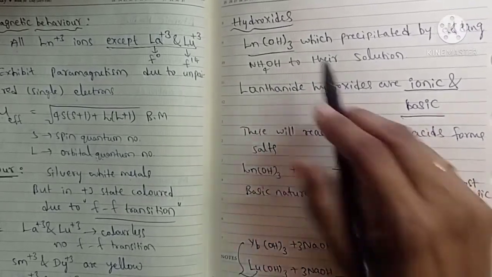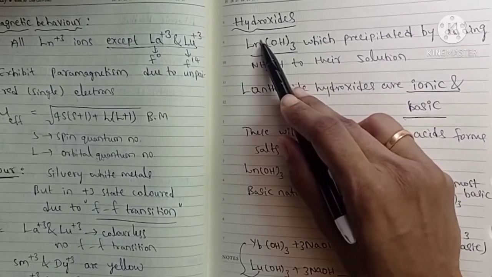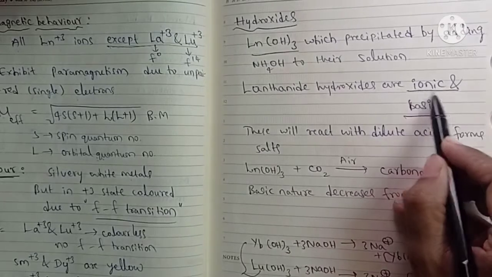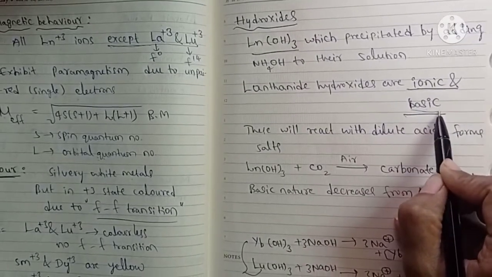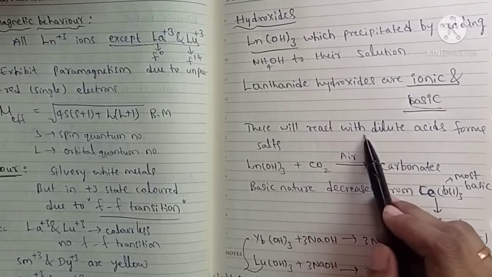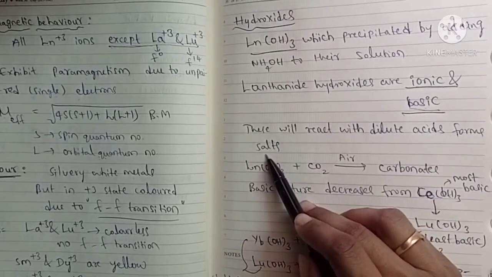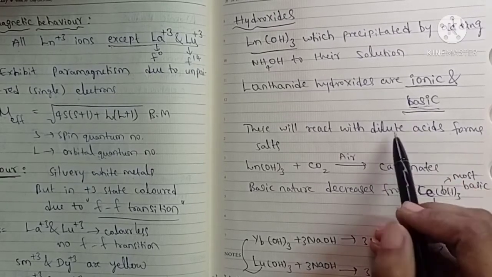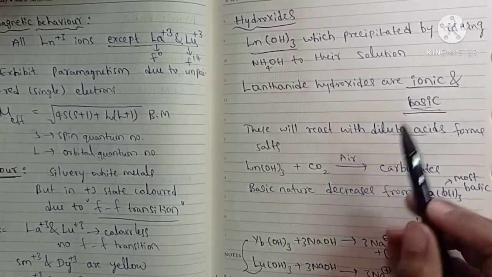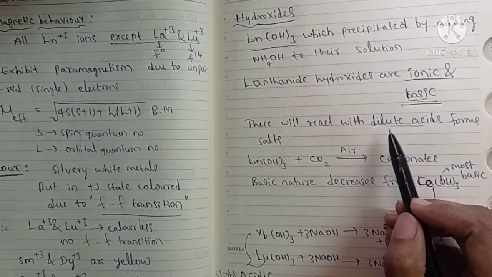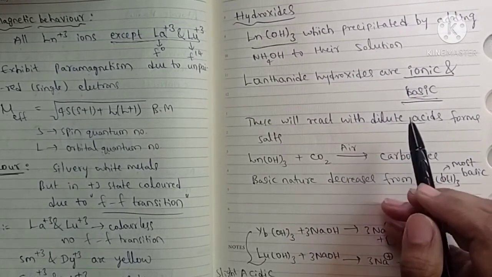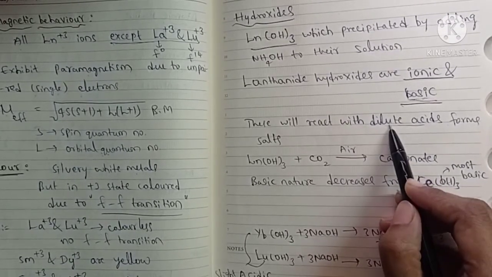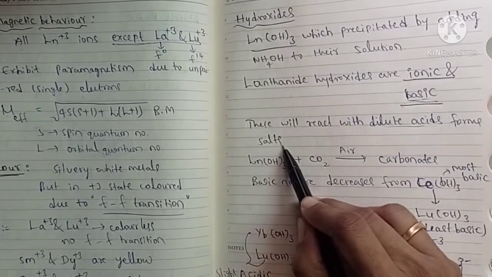Basic character. And in the +3 state these compounds also exhibit ionic nature. This we have already studied. So they are ionic and basic, and they react with dilute acids to form salts. This basic nature is concluded from their reaction with acids. If it reacts with acids, the nature is basic. If it reacts with bases, the nature is acidic. These react with dilute acids and form salts.